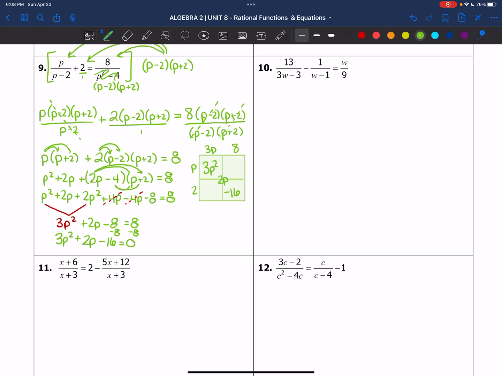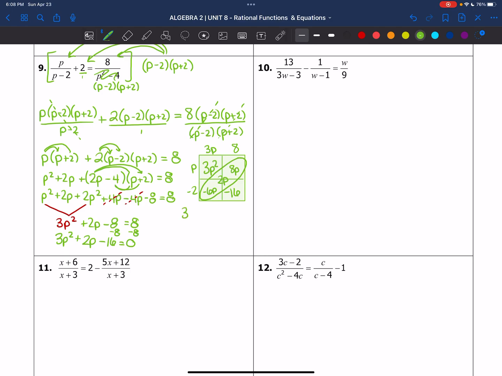So I'm going to make this smaller one negative because I want the sum of these to add up to give me a 2p. And right now this is going to be 8p and a negative 6p. And yes, those do combine to give us a 2p. So we are good to go here.